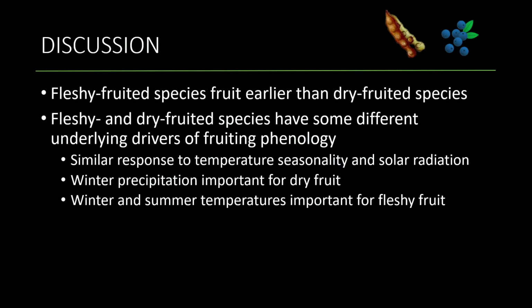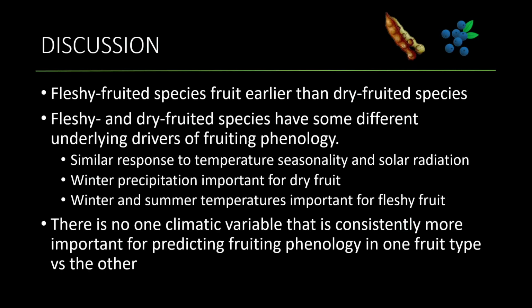And then we found that winter temperature was important for fleshy fruit. So if you have very cold winters, the fleshy fruit tends to fruit earlier, and that's perhaps an adaptation against frost. And we had this very weird result where at both high and low summer temperatures, you have early fruiting phenology, and we don't know how to explain that.